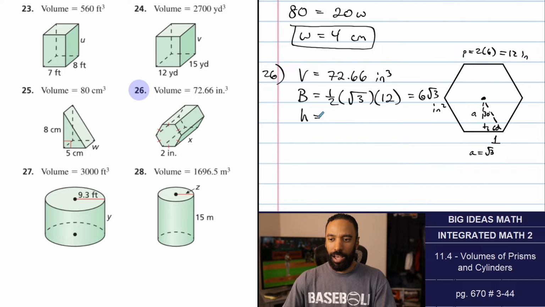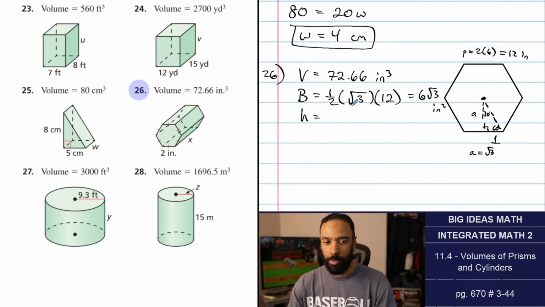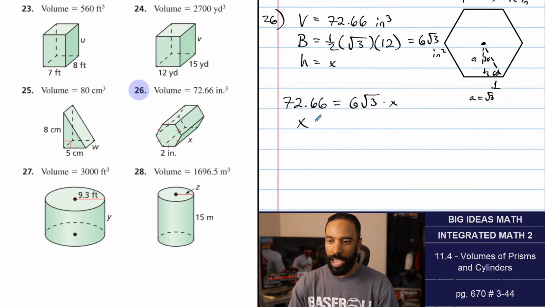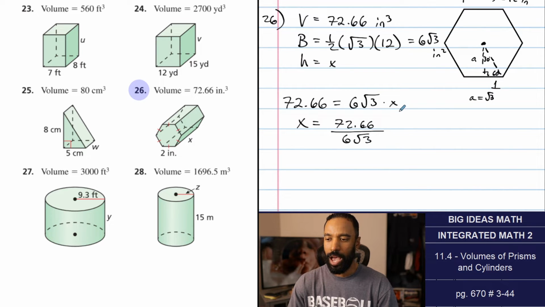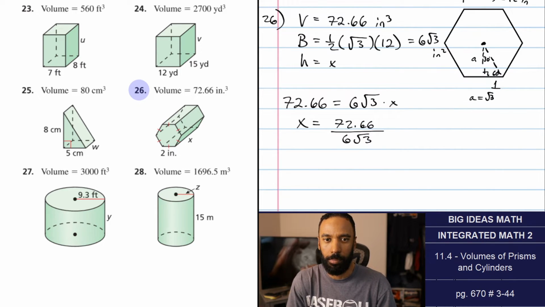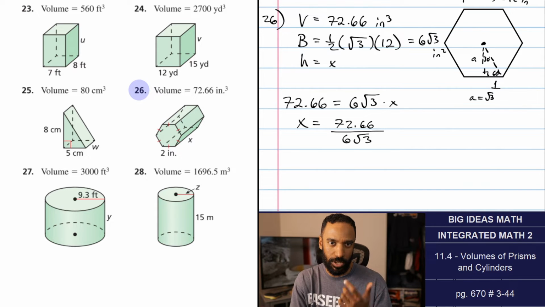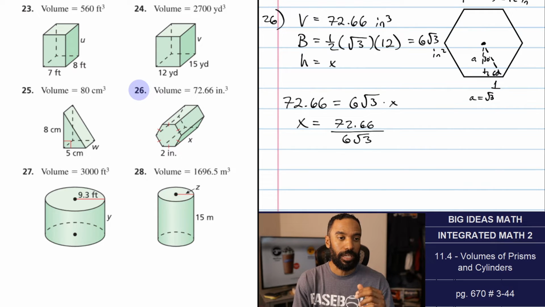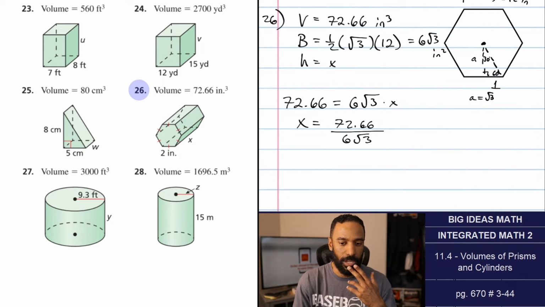Your h, height of your prism, is the distance separated by your two hexagons. That is the unknown x. So volume equals area of base times height. So x equals 72.66 over 6 root 3. Unfortunately, it will be irrational, but I'm sure there is a rounding. We're going to round to the nearest hundredth. I'm sure the rounding is going to be intended to be something close to a whole number, given the 0.66, whatever. So we'll see. Let's jump to the calculator and see what we got going.